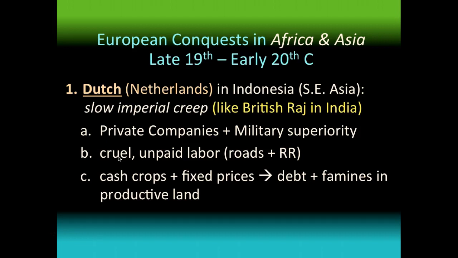And in addition, people had to basically turn their properties into cash crops rather than growing fields that would sustain their families, goods that would feed their families. They had to grow cash crops that would be sold to the Dutch at fixed prices, and this led to extreme debt and famines in land that was really, really productive, in beautiful, lush territory that no famine should ever have happened.